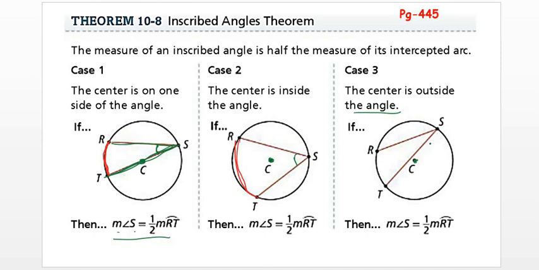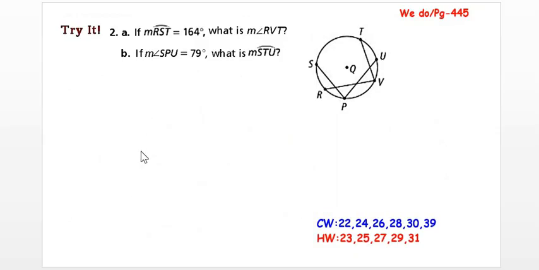Clear? The rule will remain the same because we have the arc, and in each of these three cases this is the intercepted arc and we have the inscribed angle. So in all these three cases the angle will remain half of the intercepted arc. Clear? Here is a try it question.